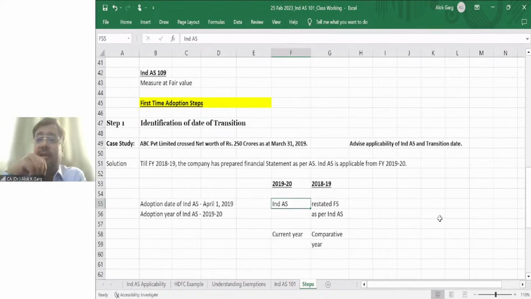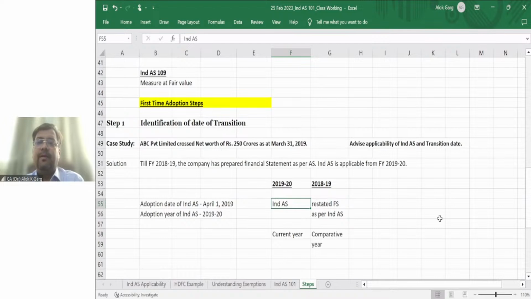So friends, tell me one thing. If you have to apply Ind AS from 1920, what does it mean? It means the entire accounting, the entire numbers of 1920 should be as per Ind AS, as per the provisions of Ind AS. Comparative is 1819. So again, the comparative number should be as per Ind AS, means you have to apply the provisions of Ind AS for finalizing the numbers of 1819, right?